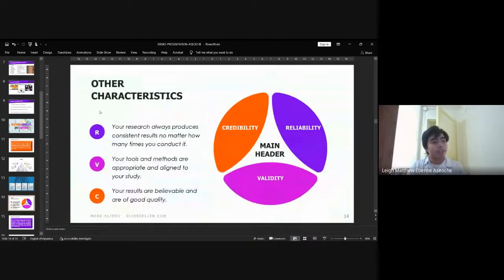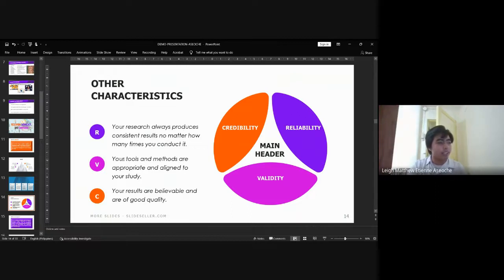So here are other characteristics of research. First, we have reliability. When we say reliability, it's consistent results. If my research produces these kinds of results, if you replicate my research or do my research as well, it should also produce the same results. It's consistent. It doesn't change.